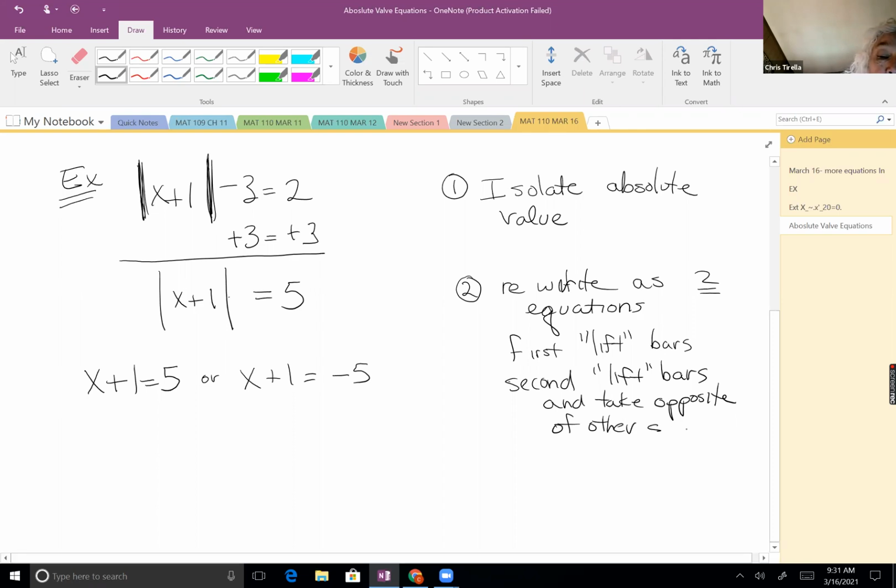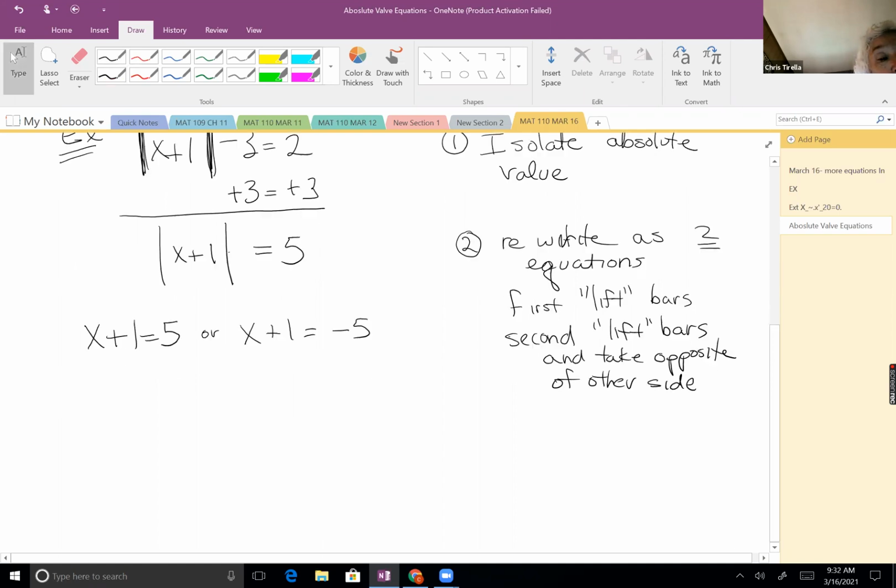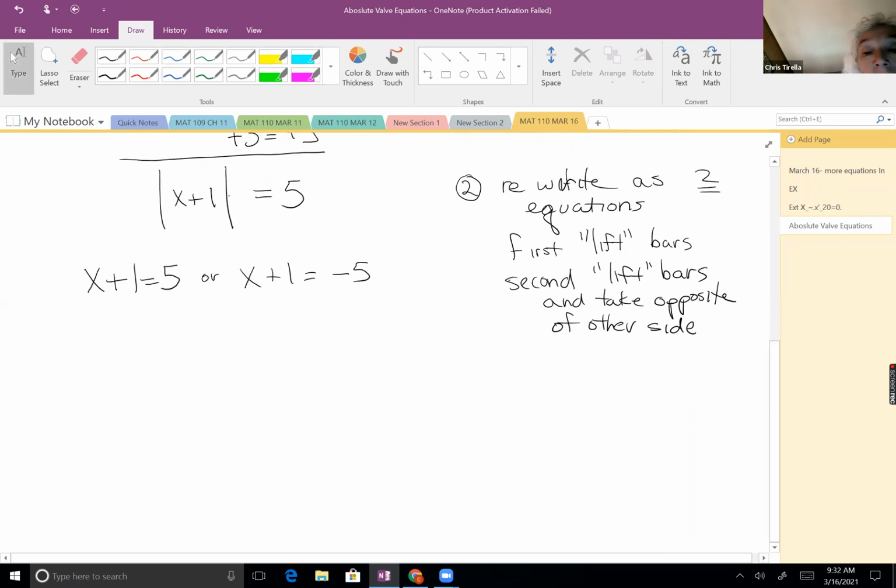And so notice both equations, I'm not changing what's inside the absolute value bars. It remains the same. I'm just getting rid of the absolute value bars. On one side, that's all I do. On the other side, I have to change the sign. Take the opposite, multiply by -1. Now we're going to solve.